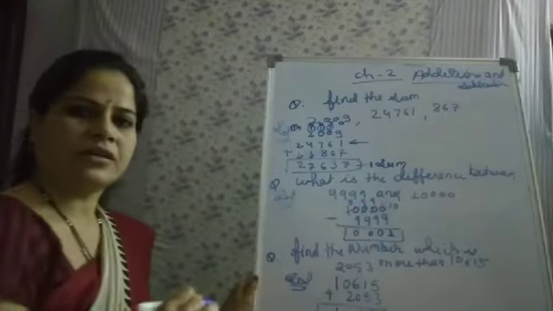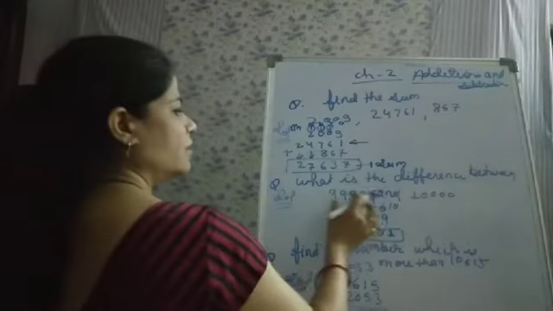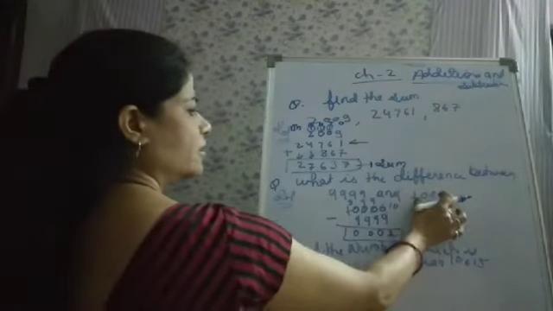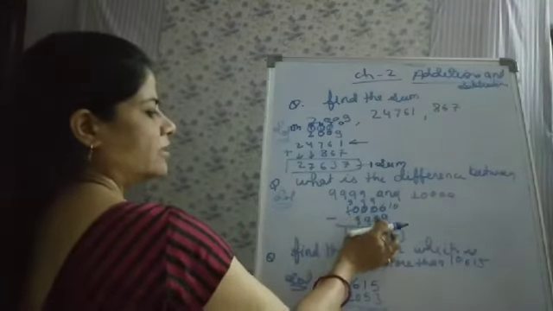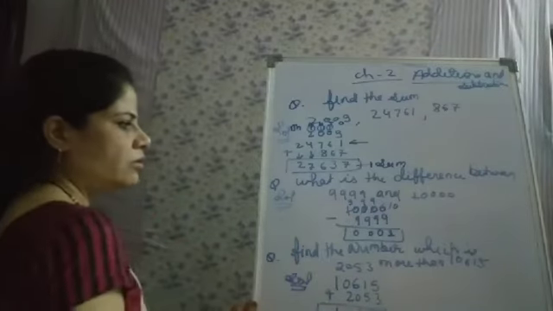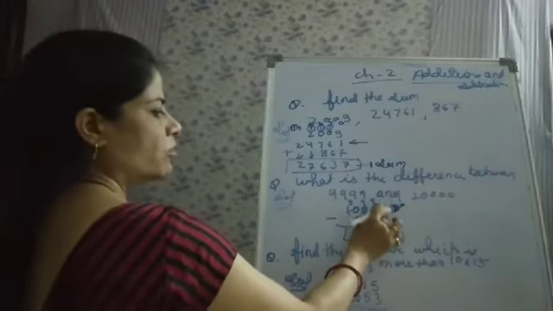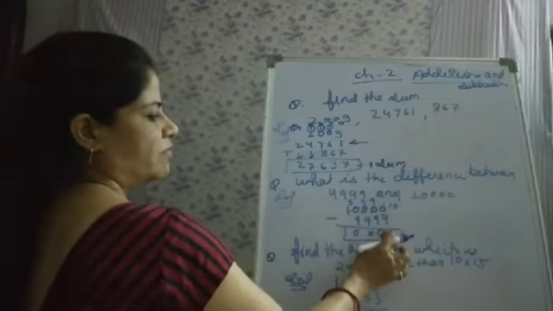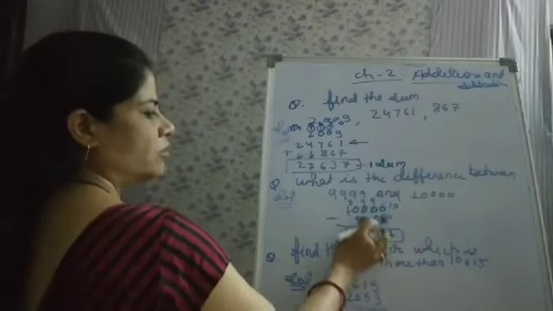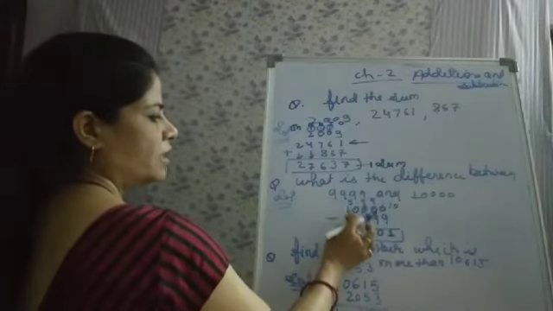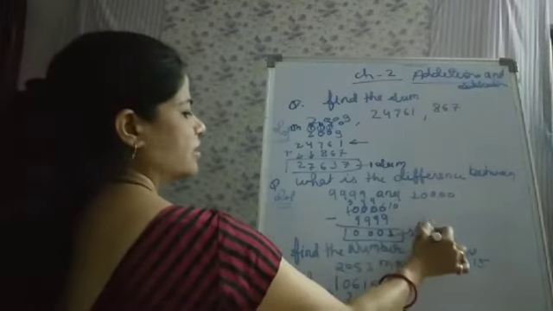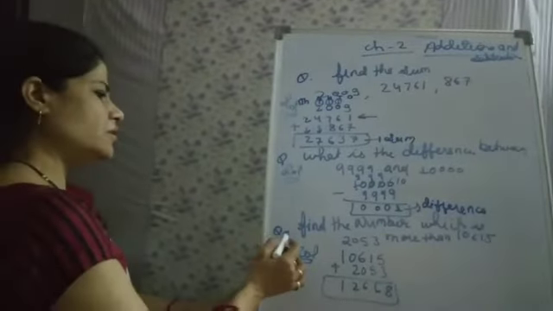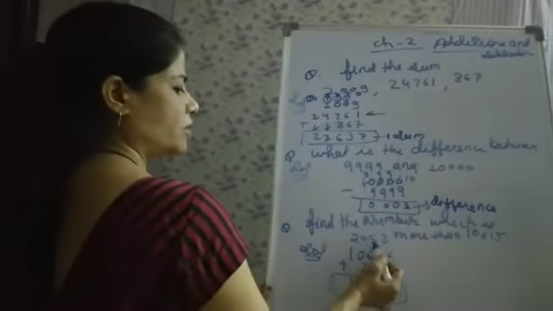Next question is, what is the difference between 9,999 and 10,000? Which number is greater? 9,999 or 10,000? 10,000 is greater. So you have to subtract 9,999 from 10,000. Okay, we can't subtract 9 from 0, so we have to borrow from 1. So this 0 will be 10. 10 minus 9 will be 1. 9 minus 9 will be 0. 9 minus 9 will be 0 and 9 minus 9 will be 0. So what is the difference here? Difference is 1.